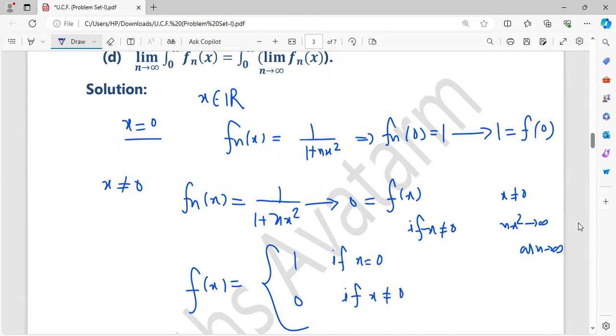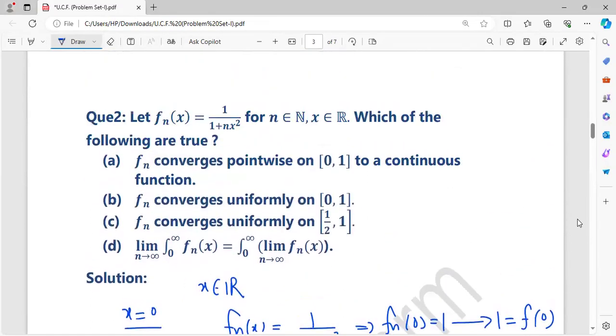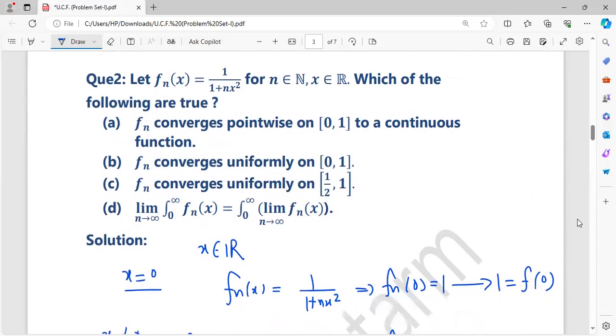Okay. Now observe one thing. If you have a sequence of functions where each f_n is continuous, and if it converges uniformly to some function, that function is also continuous. But here we know that the pointwise limit is not a continuous function. This is not a continuous function, but each f_n is continuous. What does it mean? It cannot converge uniformly. So option number A is not correct. We have eliminated option number 1.